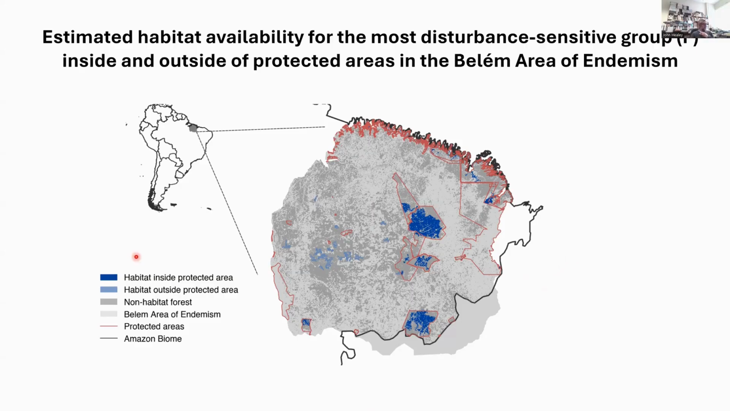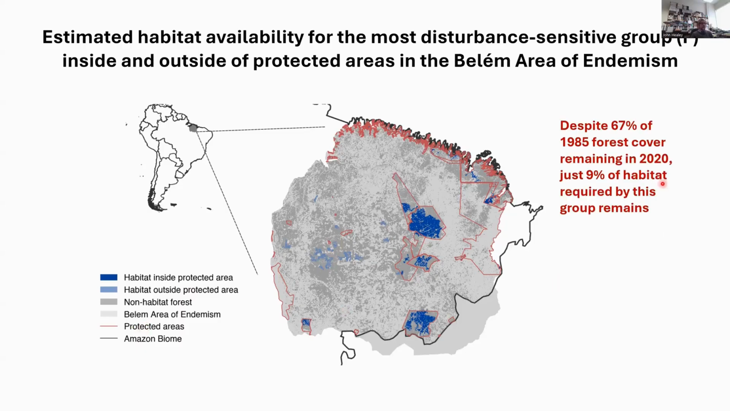And I'll take you through the color coding here. This is the remaining habitat for this group F, these highly sensitive species, but it's inside a designated protected area, or in pale blue outside a protected area. Boundaries of the protected areas are shown with the red lines here. So what we see is despite this area, Belem, retaining 67% of its forest cover after those 35 years, just 9% of the habitat required by this group remains in this highly deforested part of the Amazon. And 87% of its remaining habitat is in these protected areas.